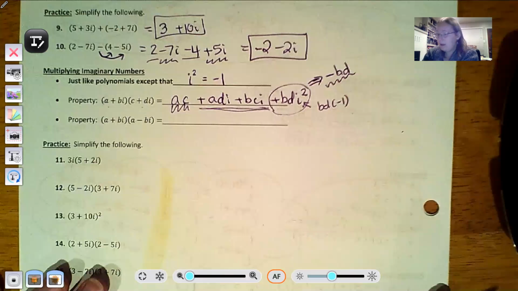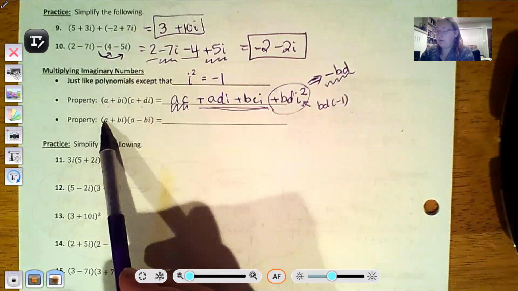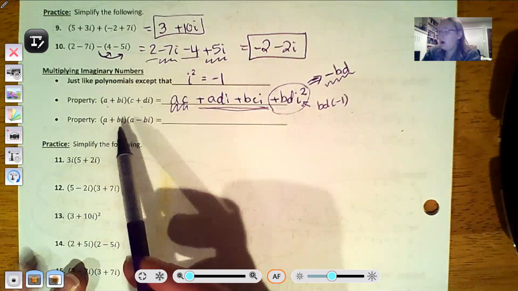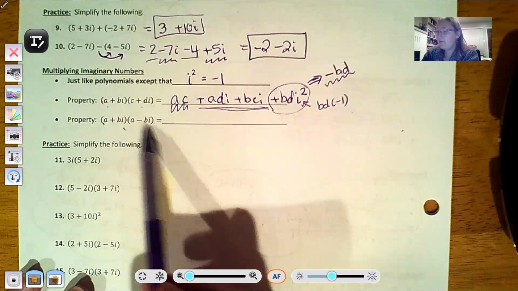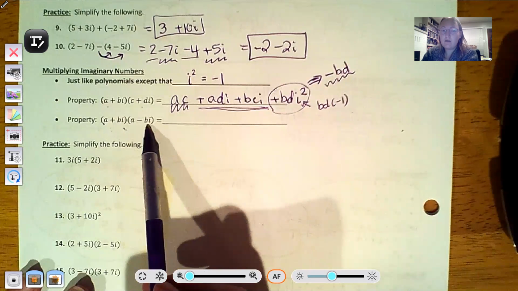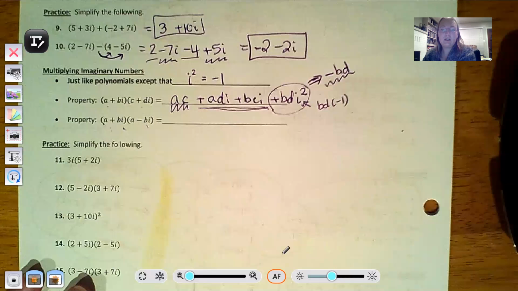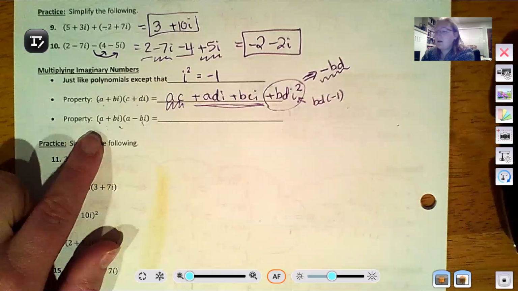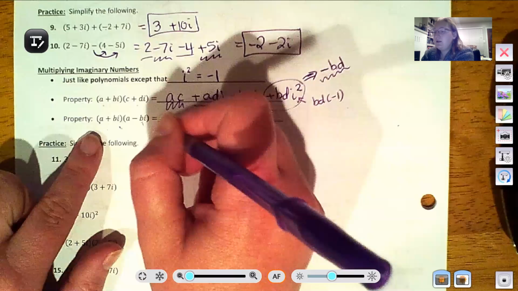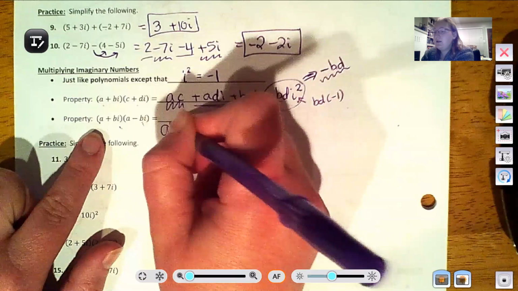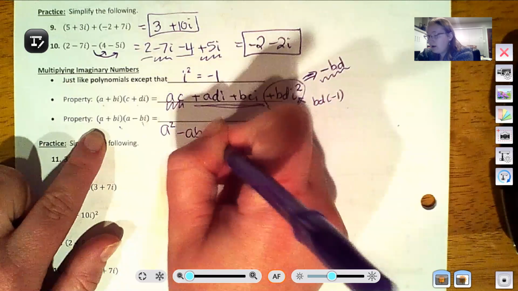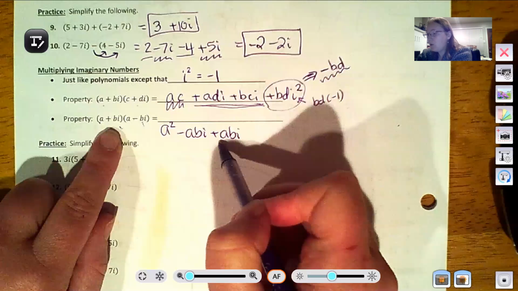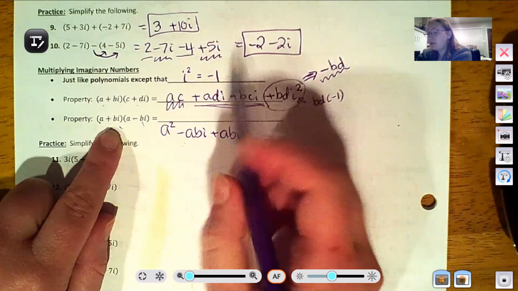And like we did with regular polynomials with integers as well as with the radicals, now with the imaginary numbers, if we have these conjugates, when you multiply conjugates, you end up with that idea of a difference of squares. And in this case, you'll end up with a times a, a squared, minus abi, and then plus abi or bai. I'm writing it in the same order just so that it's really clear that these are opposites.